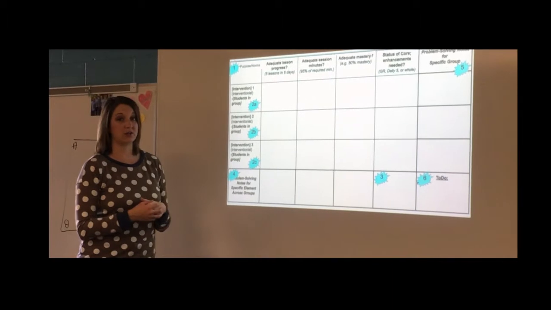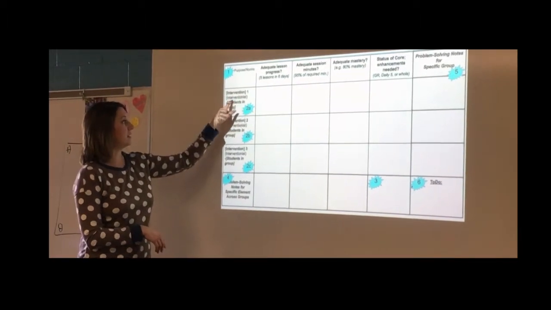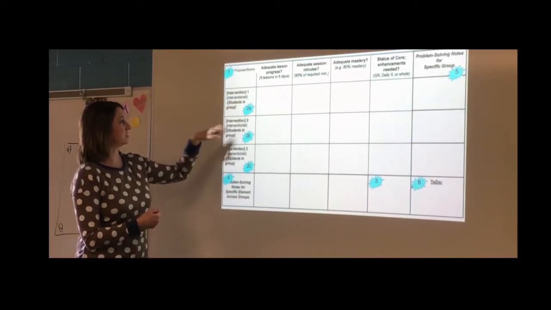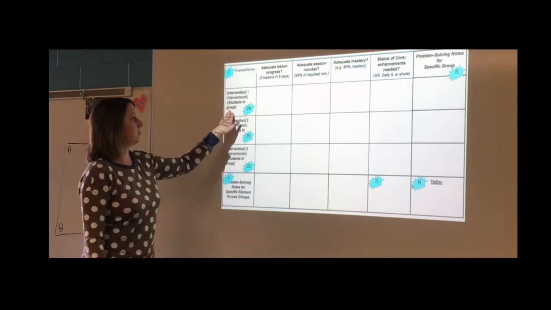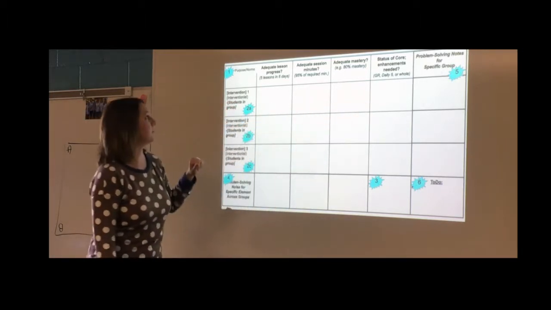Then we just took one line at a time. So we started with the first intervention group. This was a Reading Mastery group done by an interventionist. We had put the interventionist's name and the names of the students on it. Then we just went through line by line and went across the row.